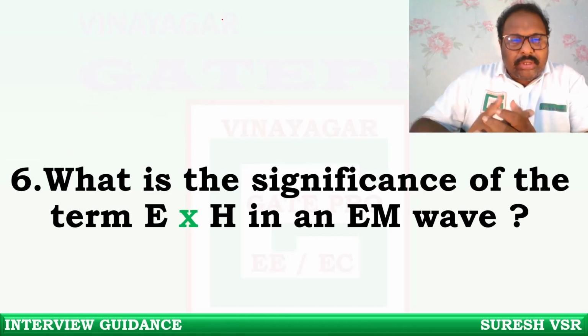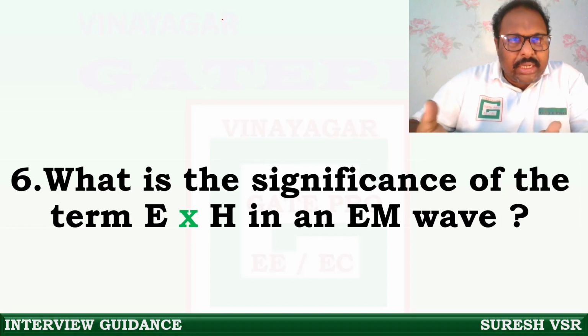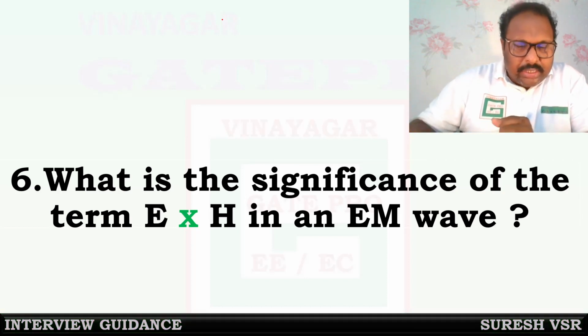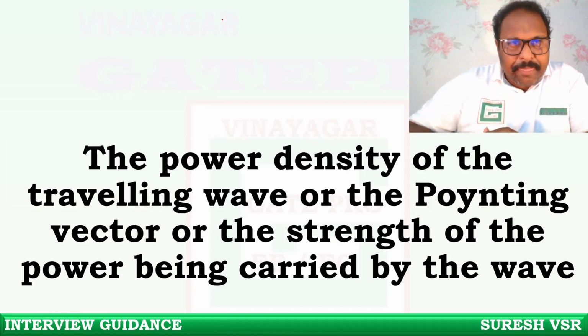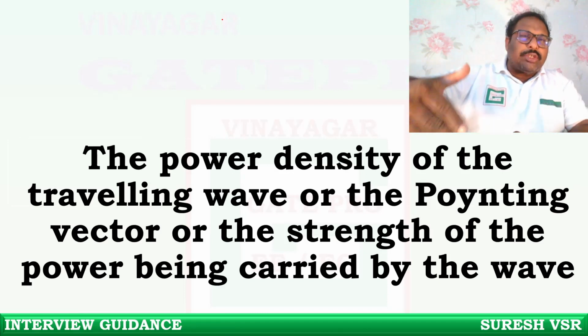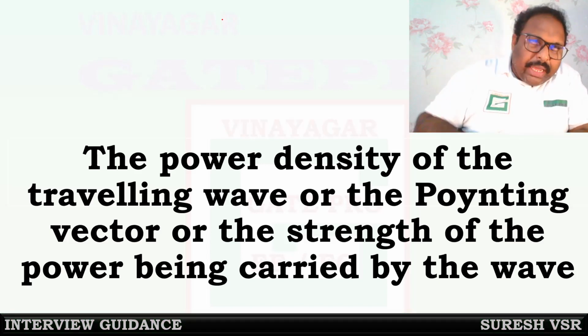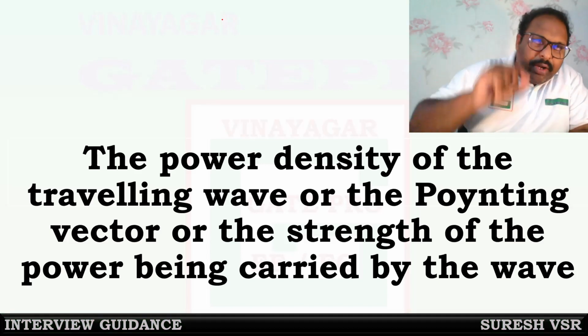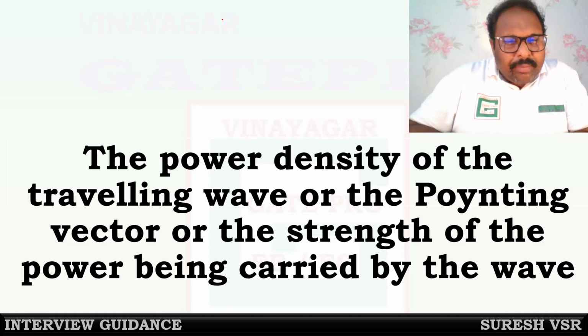What is the significance of the term E cross H in an electromagnetic wave? Yeah, that's exactly what I told you. It is the power strength, it is the power density of the traveling wave. So how much power is that wave actually carrying per unit area, from a small area of that wave? And obviously it is called the Poynting vector, and that's why I call it the strength of the power.